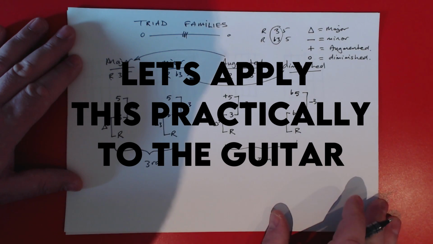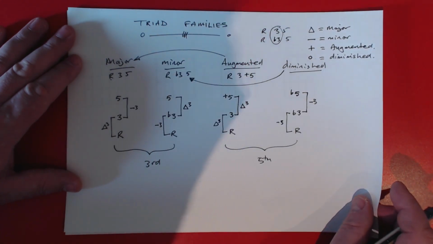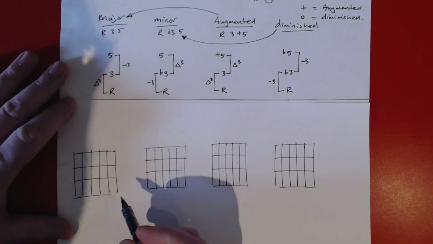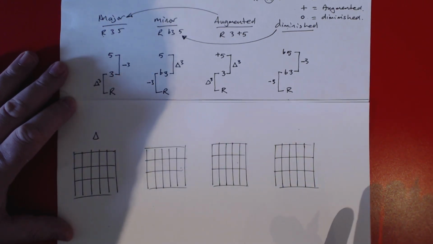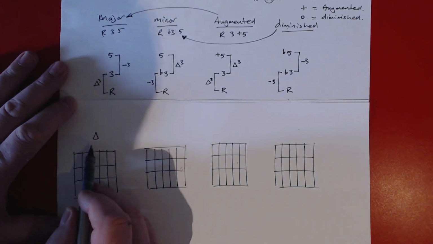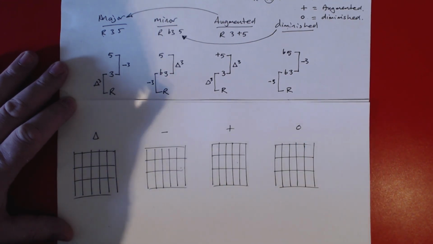Now here's the thing. How does this apply to guitar and how can we use it? Well, look, let me just show you with the humble A shape. Okay, so I've drawn some chord boxes here and I'm going to put this as a shorthand. It's super useful for you to know what's going on here. This is major, this is minor, this is augmented, and this is diminished.